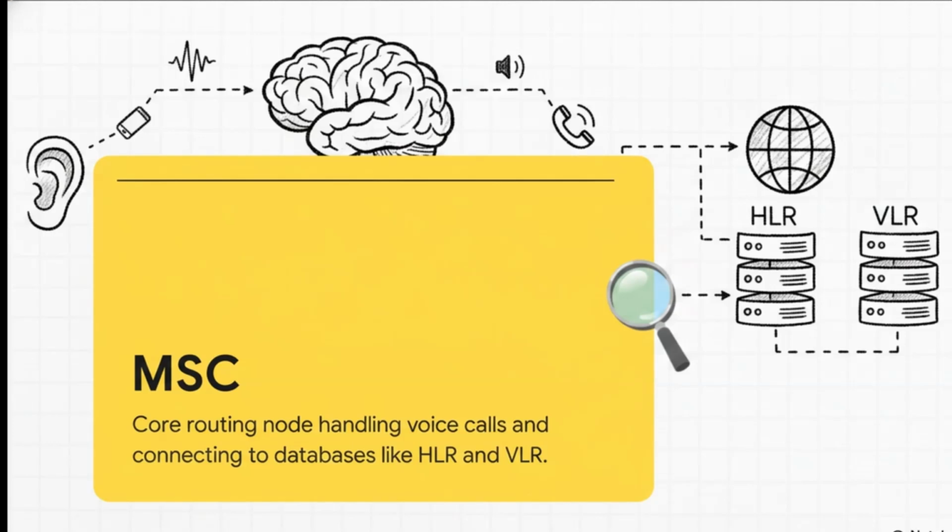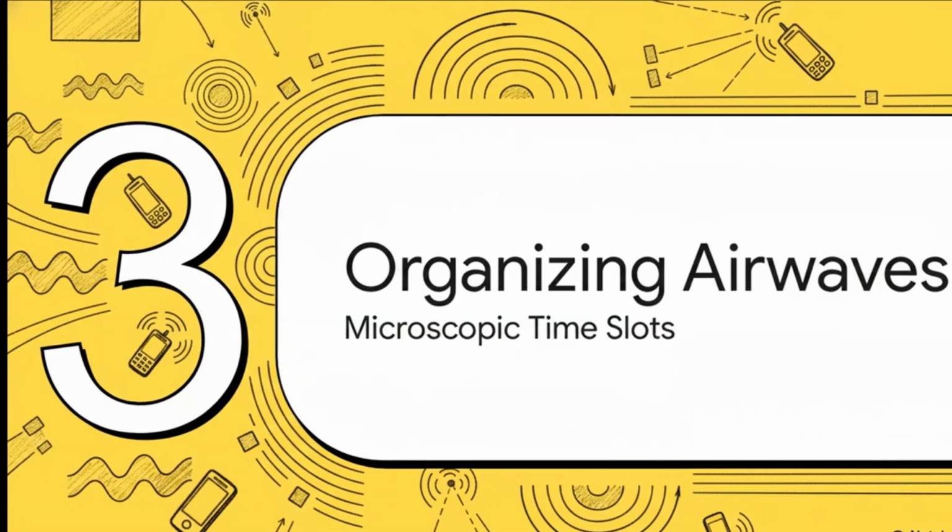This is the absolute core routing node of the system. If the BTS is the ear of the network, the MSC is the brain. It handles the actual switching of voice calls to connect you to the person you're trying to reach. To pull this off, it relies on two vital databases: the Home Location Register, the HLR, and the Visitor Location Register, the VLR. These instantly verify your identity and figure out exactly where you are on the planet. All right, Section 3, organizing the airwaves.